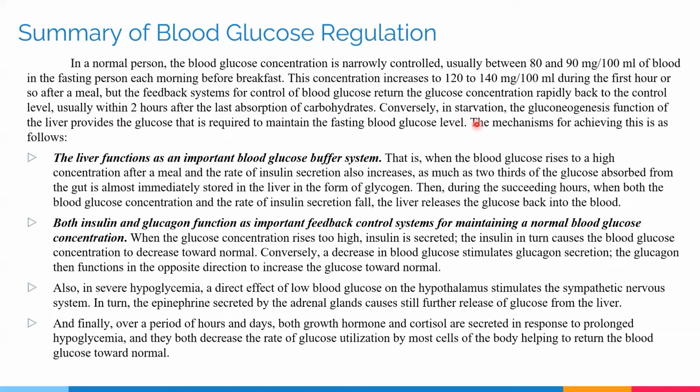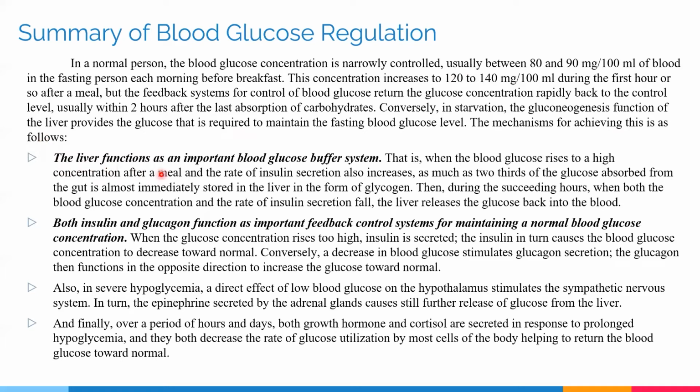Conversely, in starvation conditions, the gluconeogenesis function of the liver provides the glucose that is required to maintain the fasting blood glucose level. The mechanisms of achieving this are as follows.